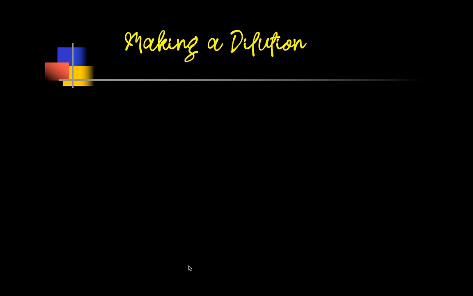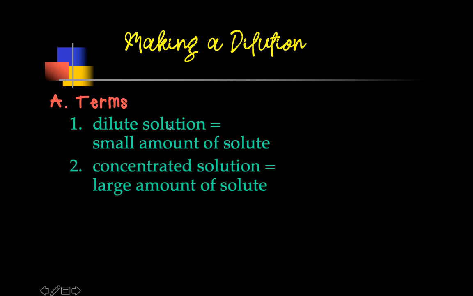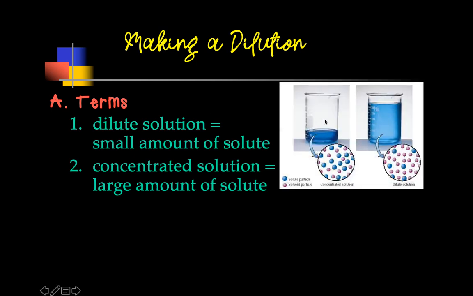The first thing is, if we're going to make a dilution, a term we use, what does that mean? First of all, a dilute solution means that you have relatively a small amount of solute. So not very much solute in your solution. Compared to a concentrated solution, which means that you have a large amount of solute in your solution. Visually here, you have a lot of solute particles.